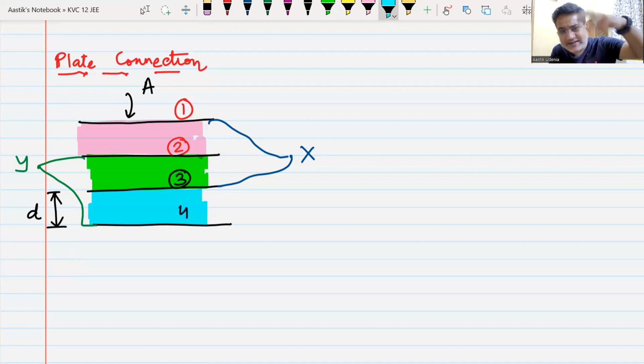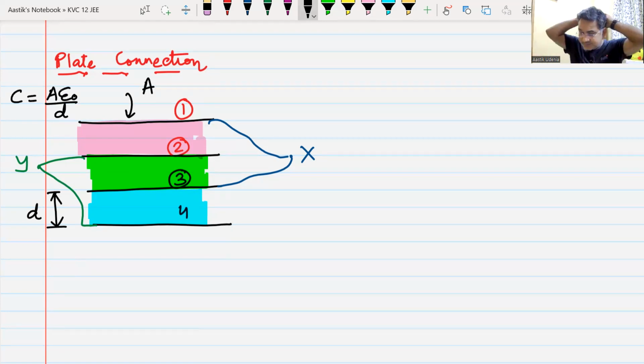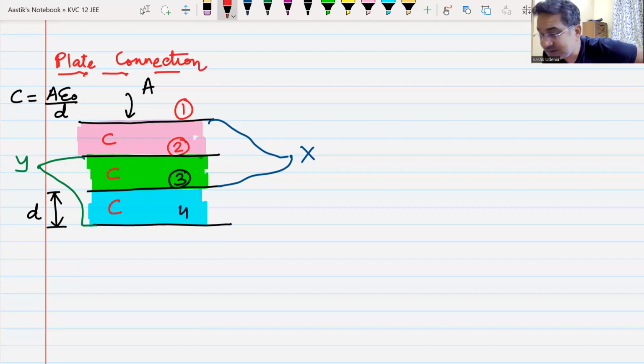And the plate area is A. They can give different distances between plates, but normally they will give the same. So the distance between the plates is D. So basically, the capacitance of each capacitor will be epsilon naught A by D. Do we understand this? Yes, sir. You can call this C. So all the capacitors will have the same capacitance C, C, and C. There are 3 capacitors here, and they are asking what is the effective capacitance between X and Y. Now, how are you going to solve such a question? I will solve this for you, and then I hope that you can do the next one. How am I going to solve this?